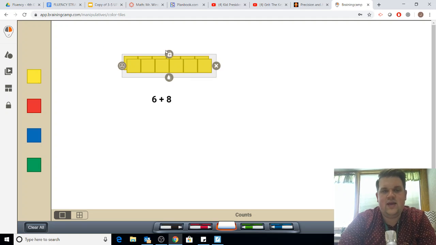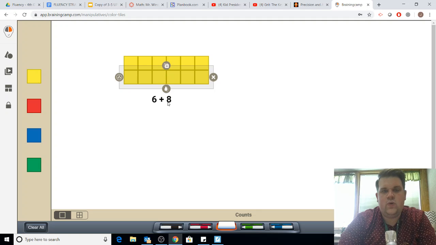Then I'm going to double it, and that gives me 12. But there's 2 more I need to add. So I'm going to add those 2 more on to get my answer. And I now have a grand total of 14. So 6 plus 8 equals 14. If I was thinking through that in my head, 6 doubled is 12, plus 2 more is 14.